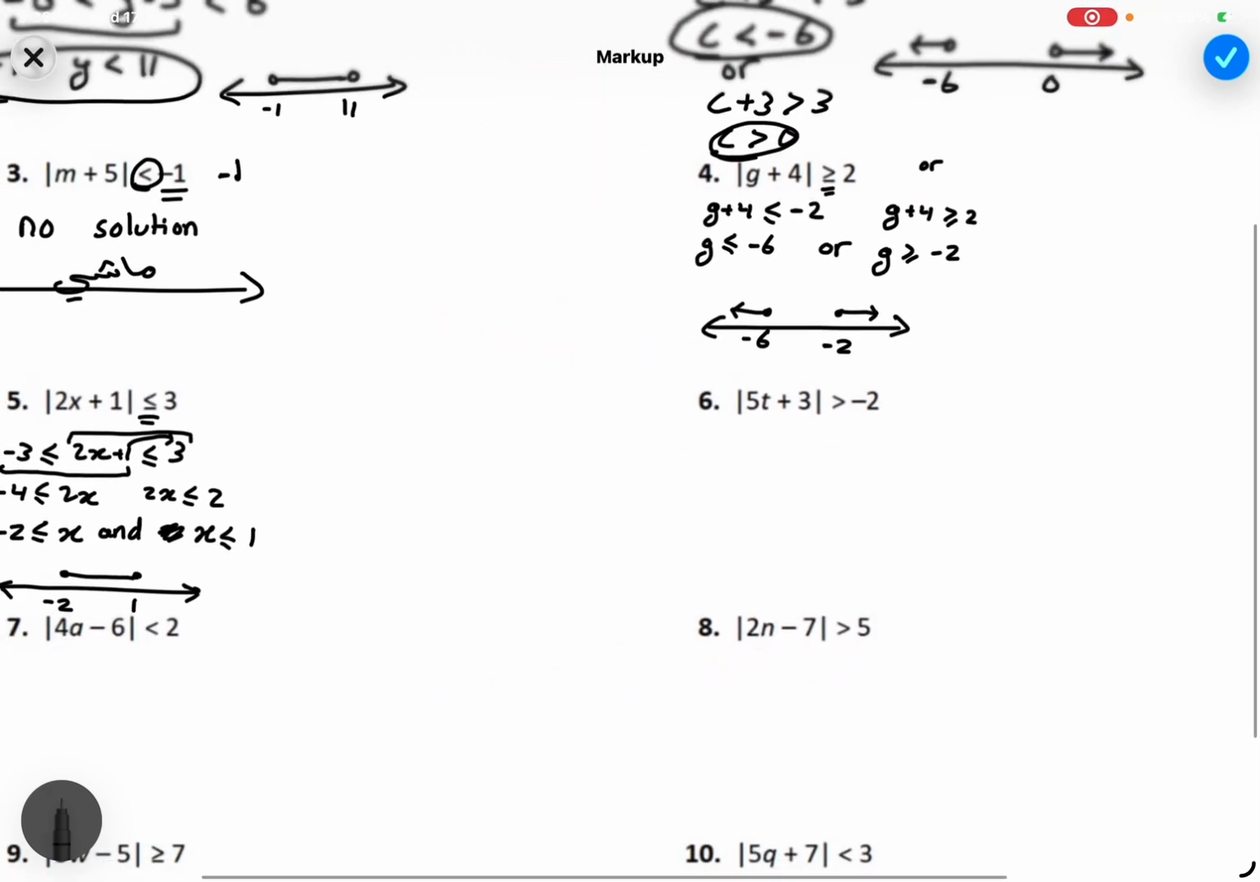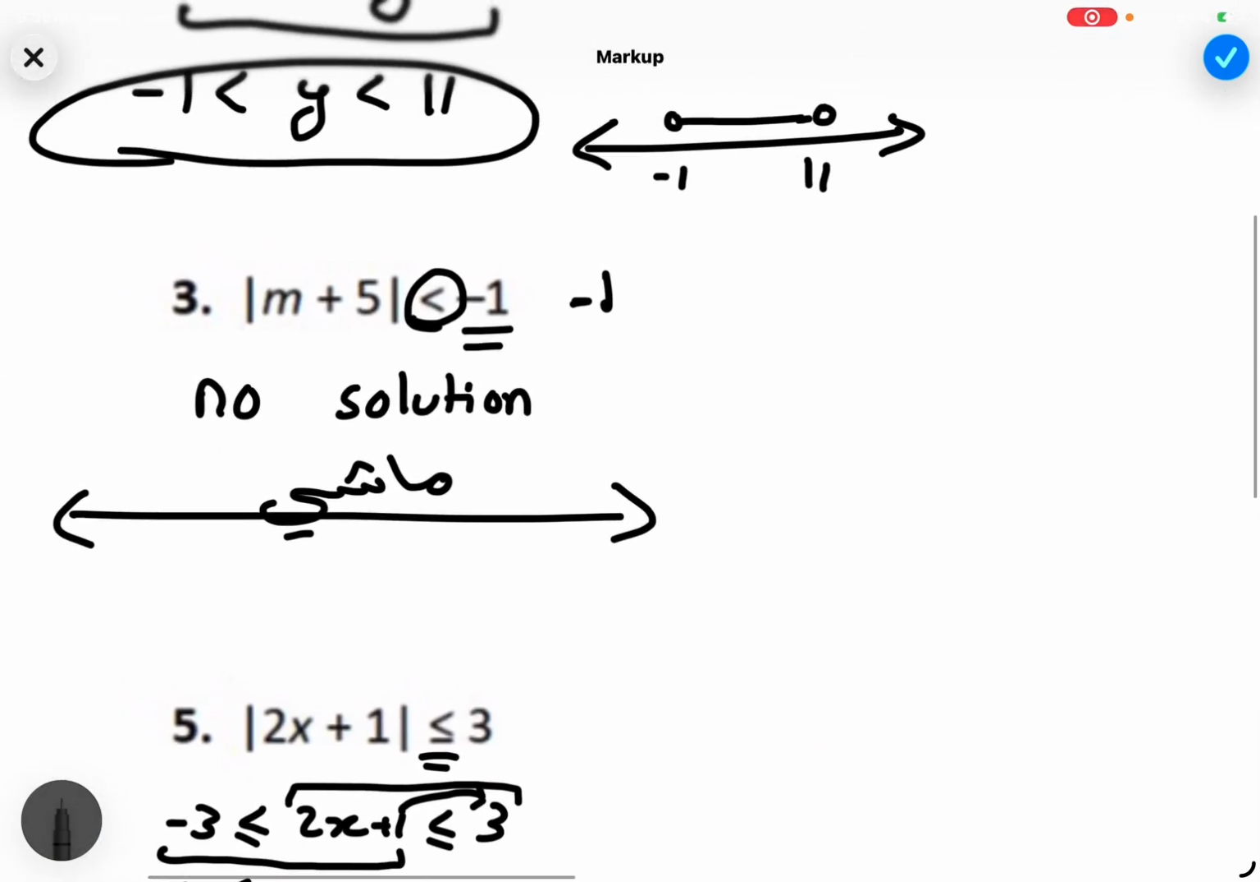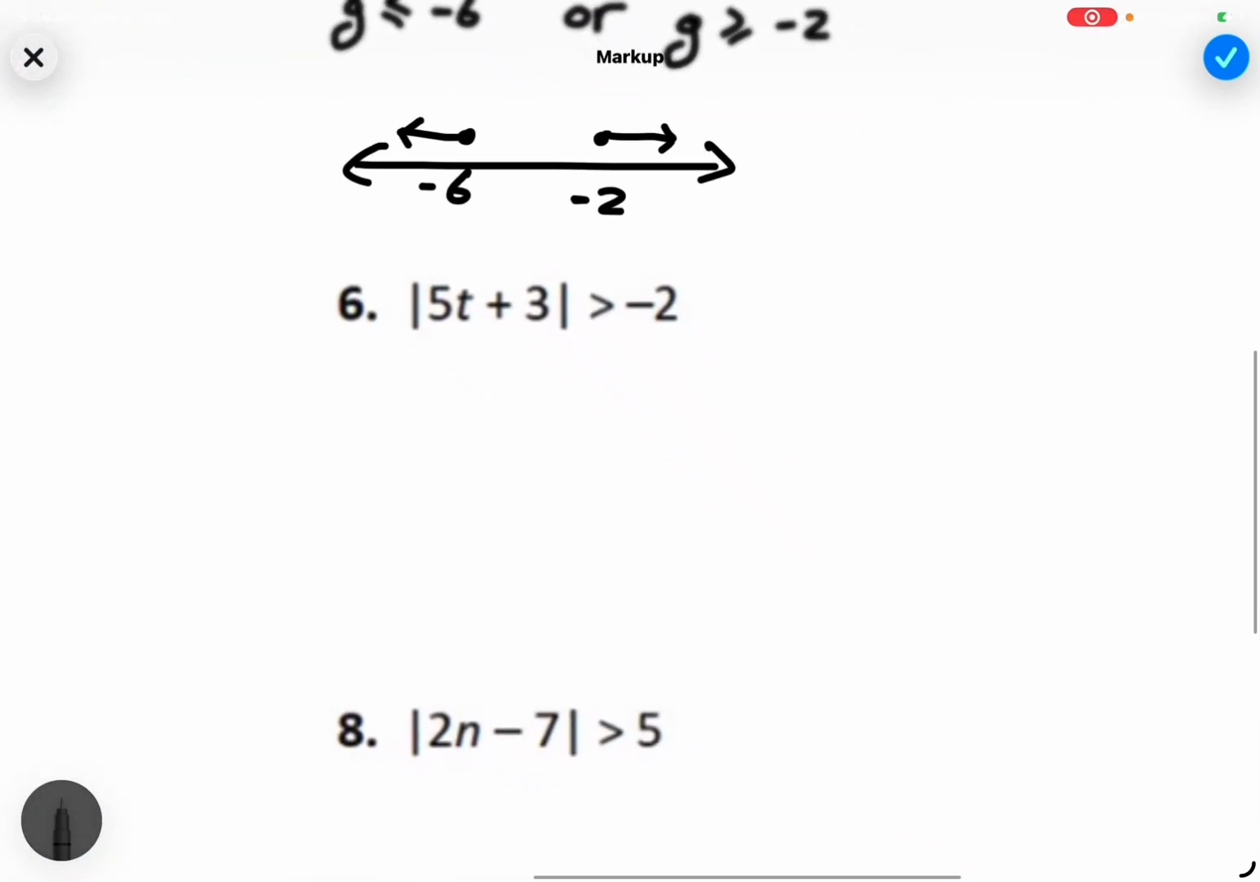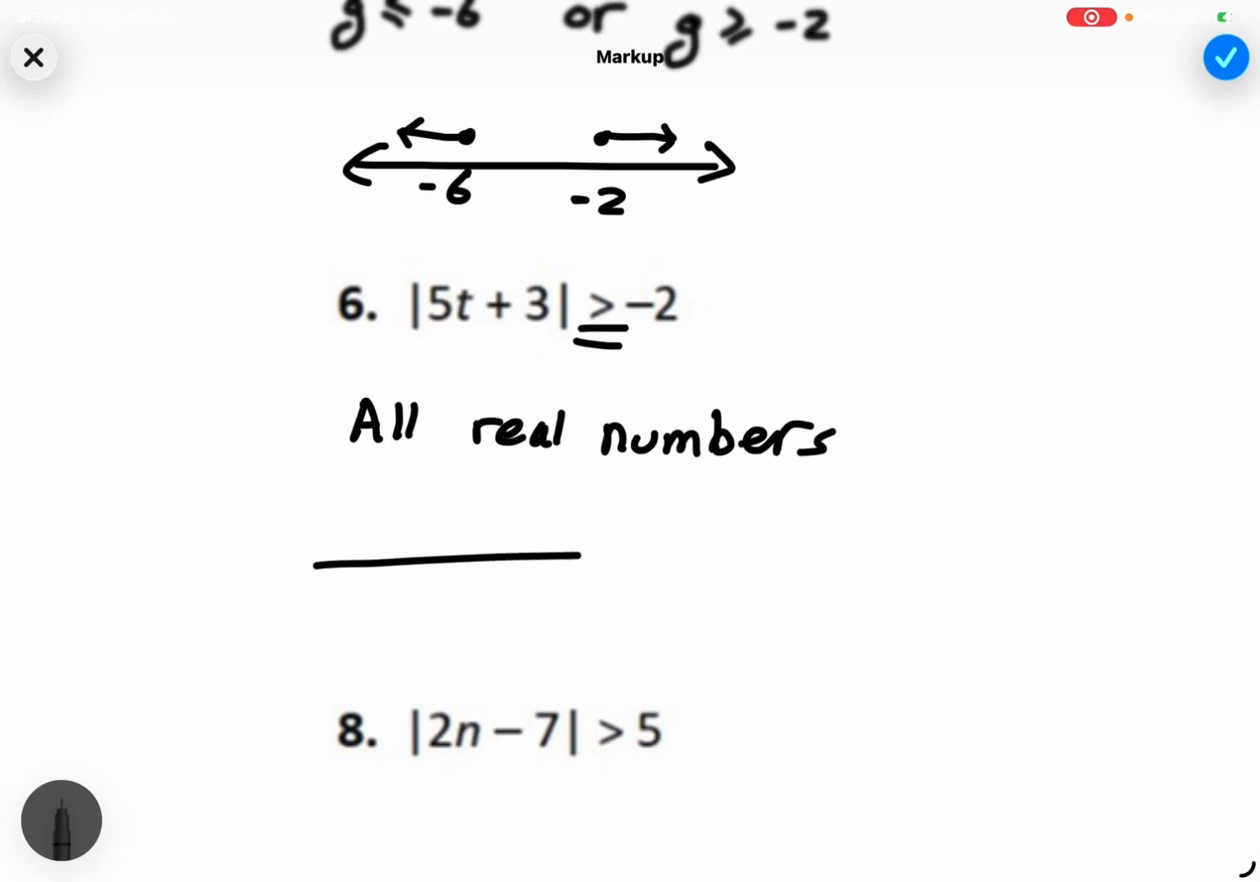Okay, so the difference is, for this one, the absolute value can never be less than 0 because it can never be negative. But for this one, if you notice, it says greater than. So it's always going to be greater than 0, which is why the answer is all real numbers. And on the number line, it looks like this.